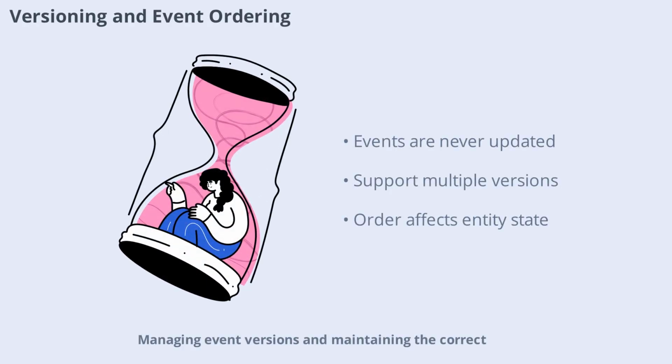Managing event versions and maintaining the correct order of events are critical in event sourcing. Since the event store is the permanent record, events should never be updated. Only new compensating events can reverse changes. If the schema of events changes, you must support multiple versions, which can be challenging to maintain.